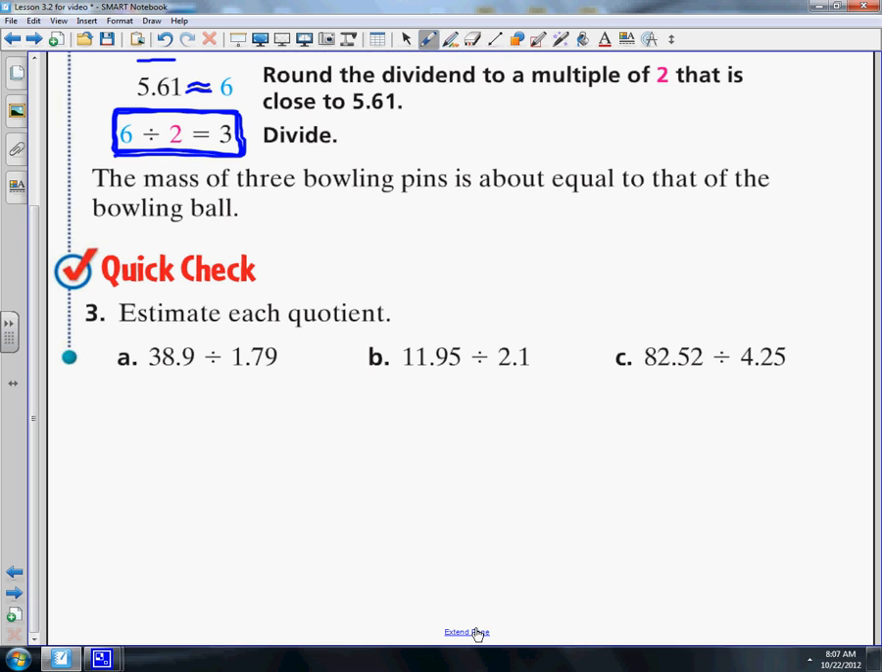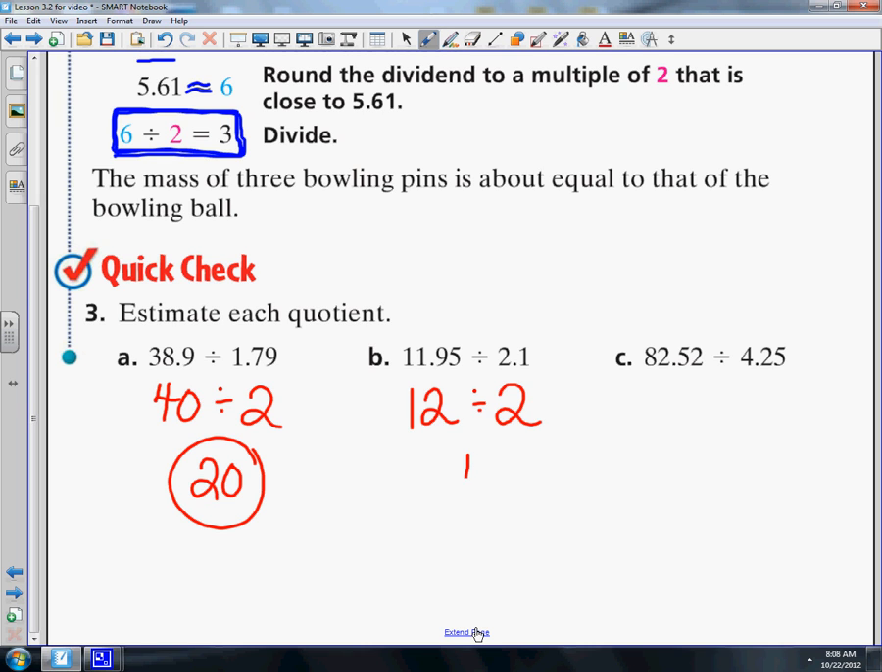Alright, so 38.9, I am not going to round to 39 because that wouldn't give me an easy thing to divide into. I'm going to round all the way up to 40 because 40 divided by 2 is really easy. 40 divided by 2 is 20. Remember, you're trying to look for what makes it the easiest. It's just an estimate. You don't have to do this for real. It's just estimating. So 11.95, I'm going to round to 12. And then 2.1, I'm going to round to 2 because 12 divided by 2 are compatible. So that is 6.